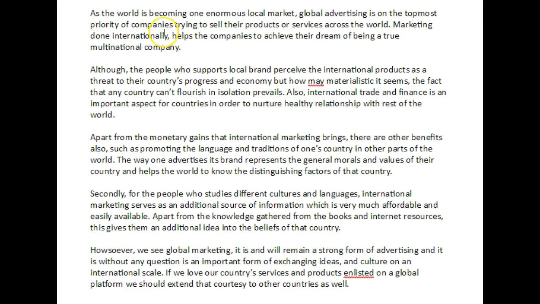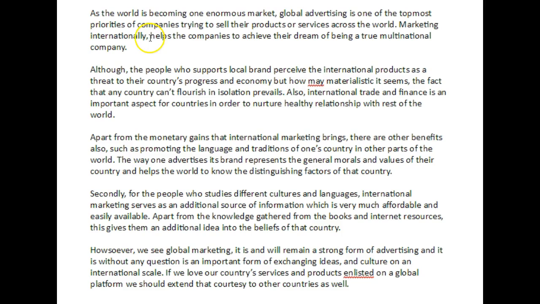But let's just correct the grammar of your introduction for now. So, as the world is becoming one enormous local market, I would just say market. Global advertising, I would say it's one of the topmost priorities of companies trying to sell their products or services across the world. Fine. Marketing, I would remove this and this. So we've got marketing internationally helps companies, we don't know which companies, helps companies to achieve their dream. I would use something a little bit more formal, so maybe to succeed.